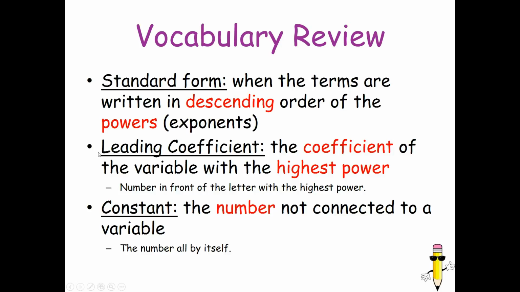The next term that we're reviewing is leading coefficient, which is the coefficient of the variable with the highest power. So in your notes, you need to make sure that you've written coefficient and the highest power. And then the next one is going to be constant, which is the number that is not connected to a variable. It's usually the number that's going to be on the far right.